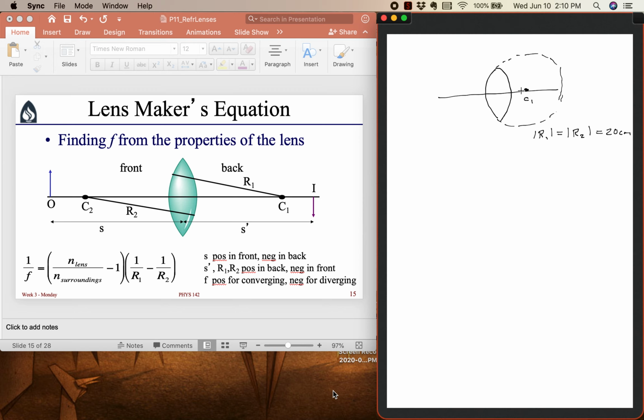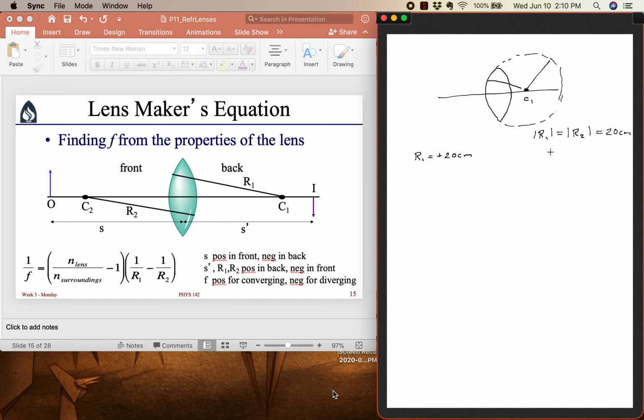Now, we notice that this center of curvature is in back of the lens. According to our sign convention, a radius of curvature associated with a center of curvature in back of the lens is positive. So R1 is positive 20 centimeters.